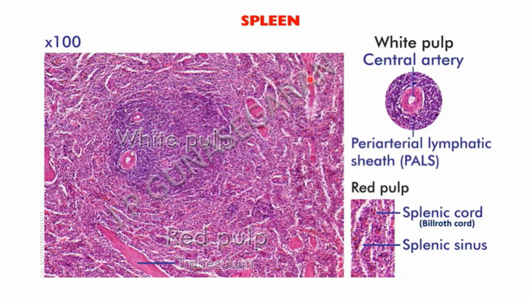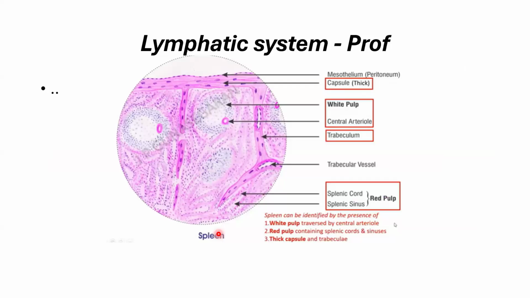And then at this point, you can see these are incomplete trabeculae. Trabeculae, they are incomplete. This is the red pulp, containing the splenic cords and the splenic sinuses. So kindly take note of that. And these splenic cords will contain the stem cells.